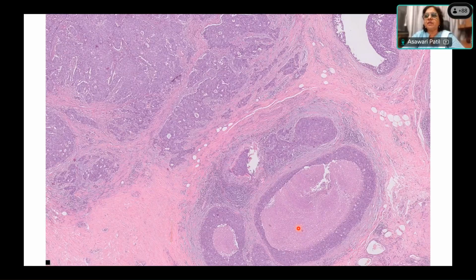Yes, ma'am. So again, Suhas is asking how to measure the invasive component. We have already answered that. Usually the 40x field is 0.5 mm diameter when you look into the 40x. When you look into the 10x, it is usually 2 millimeters diameter of the field.